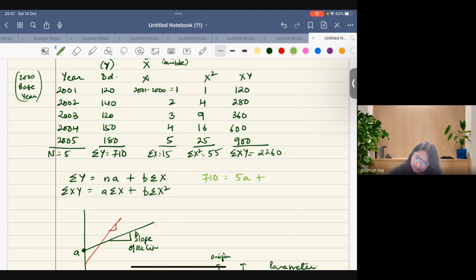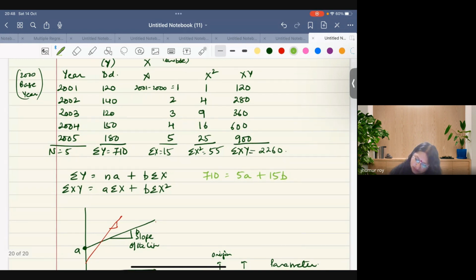5a plus sigma x, the value is 15b. And the second equation will be sigma xy, that is 2260, is equal to sigma x, that is 15a, plus sigma x square, is 55b. So these are the two equations you've got.